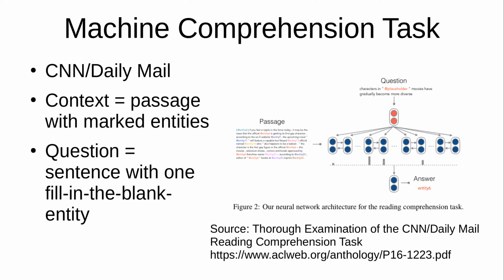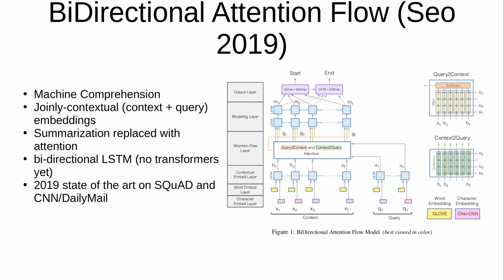So there is the CNN Daily Mail dataset where each data point is composed of a context, which is a passage with marked entities, and a question, which is a sentence with one fill-in blank entity, and you need to answer correctly which entity should be in the answer. The picture on the right is from the thorough examination of the CNN Daily Mail reading comprehension task. And another interesting part is this bidirectional attention flow from Seo 2019, which was a paper about machine comprehension.